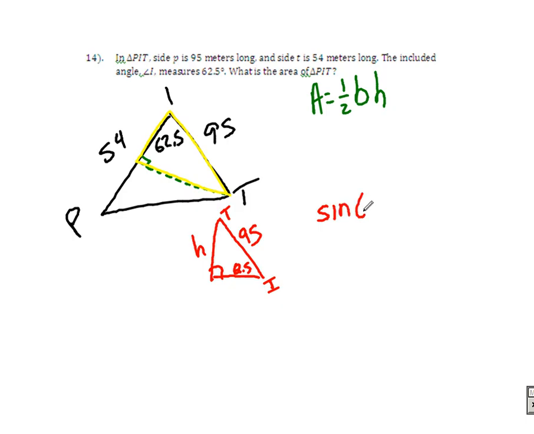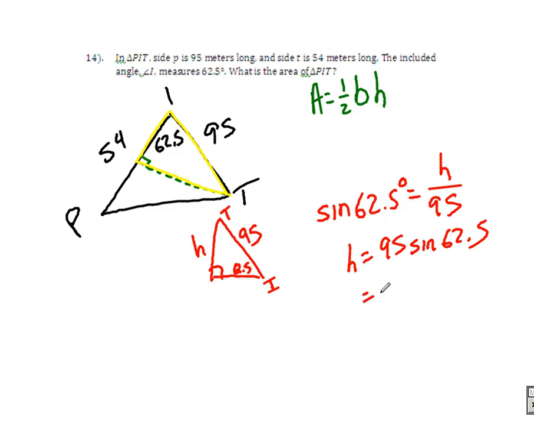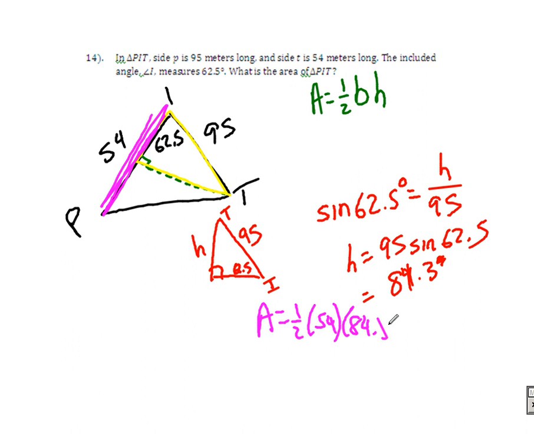And say that sine of 62.5 degrees is going to equal the opposite, which is h, over the hypotenuse, 95. So my height is 95 times sine of 62.5. So my height is 84.3, or not degrees, 84.3 is my height. So if I'm using the area formula, 1/2 base times height, I need to use this as my base because I chose this as my height. So area should equal 1/2 times 54 times 84.3.